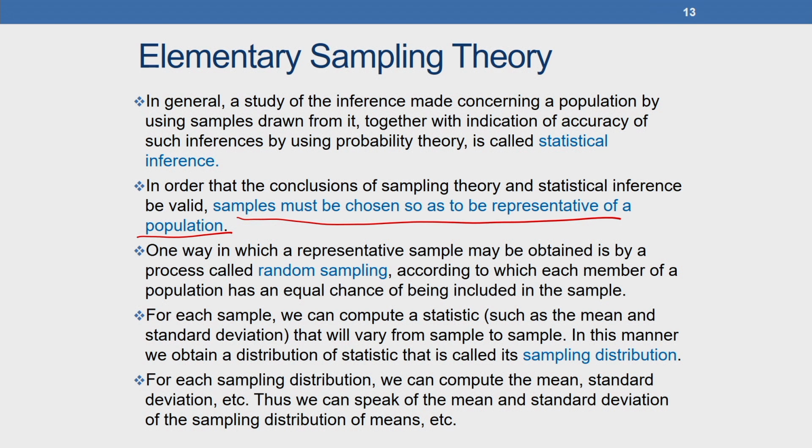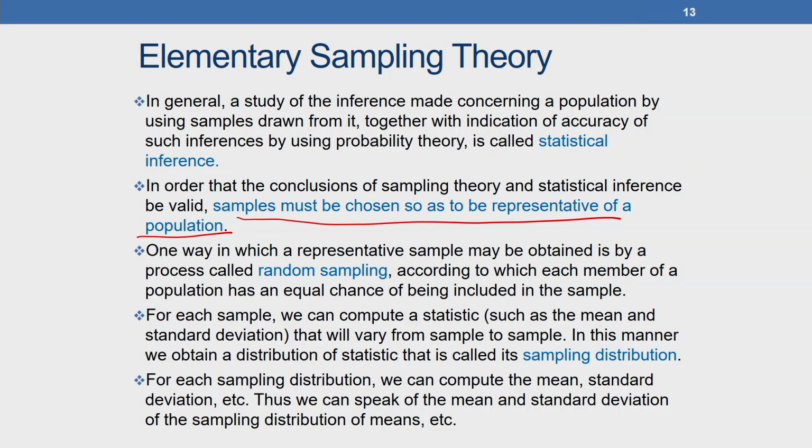For each sample, we can compute a statistic such as the mean and standard deviation that will vary from sample to sample, and in this manner we obtain a distribution of statistics that is called its sampling distribution. So, we have a certain distribution, and we compute certain statistics for different samples, and when we obtain a distribution of the statistic, we call it the sampling distribution. For each sampling distribution we can compute the mean, standard deviation and so on. So, we can speak of the mean and standard deviation of the sampling distribution of means.